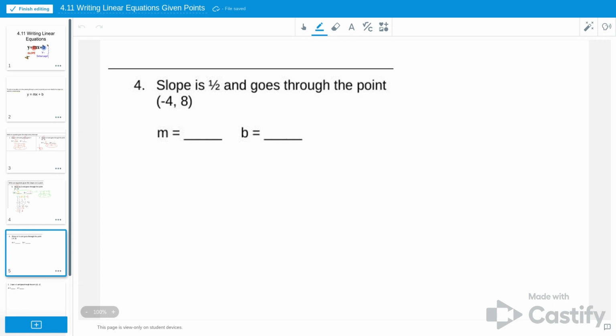Okay, sorry. So my slope is 1/2. So that's my m. And then I'm going to use that point, my x and my y, to find my b. So I'm going to write out my equation. I think it's easiest to label everything first and then plug in what you know. So you know that your m is 1/2. So you're going to plug that in there.